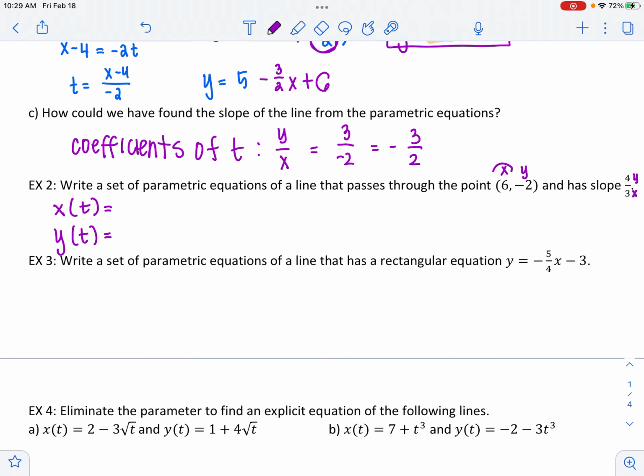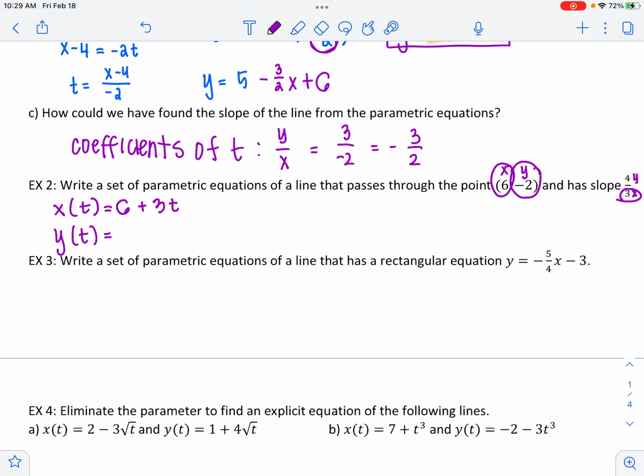So take the x value right here, which is 6, and then you're going to write your slope with your variable. So for the x, it's 3, so it's plus 3, and then remember your input is t.